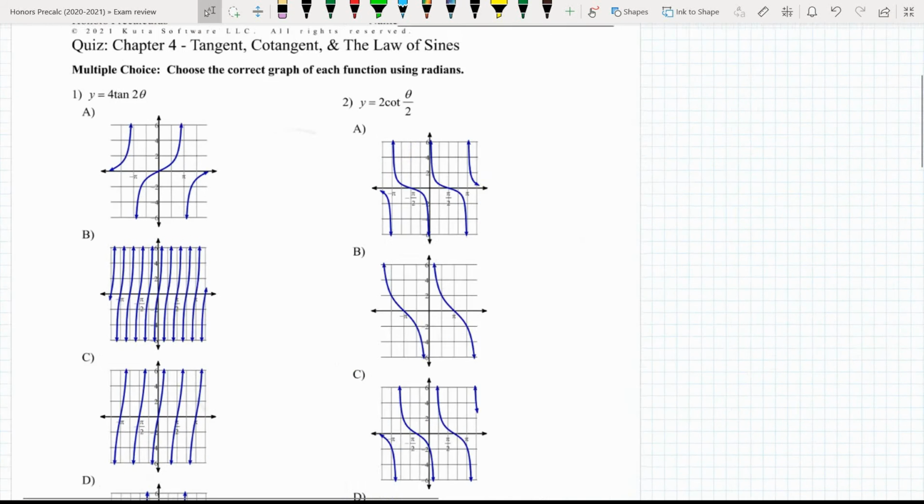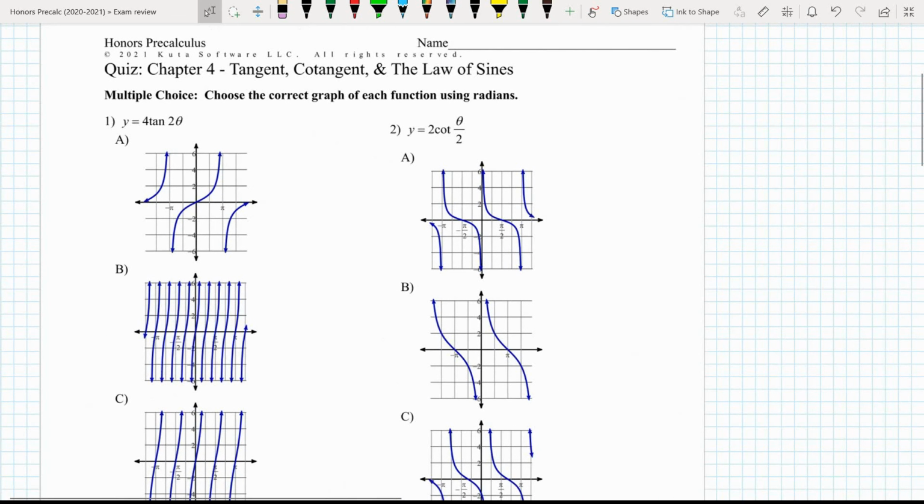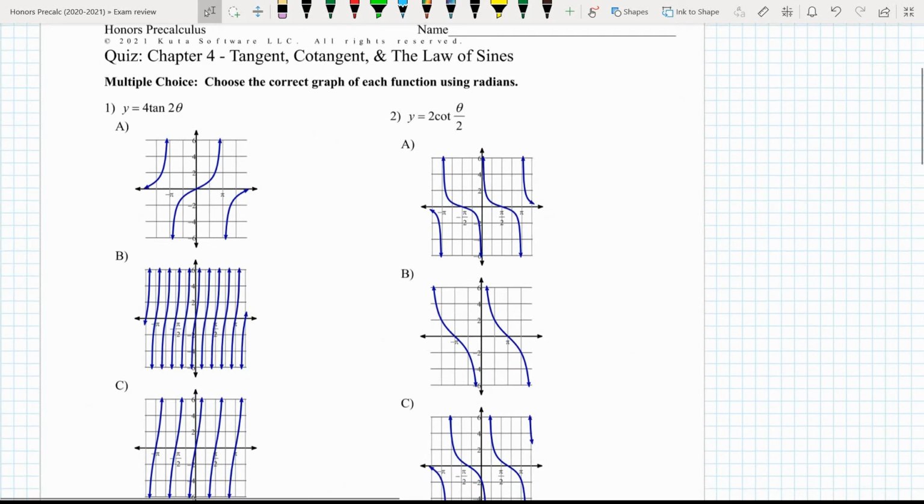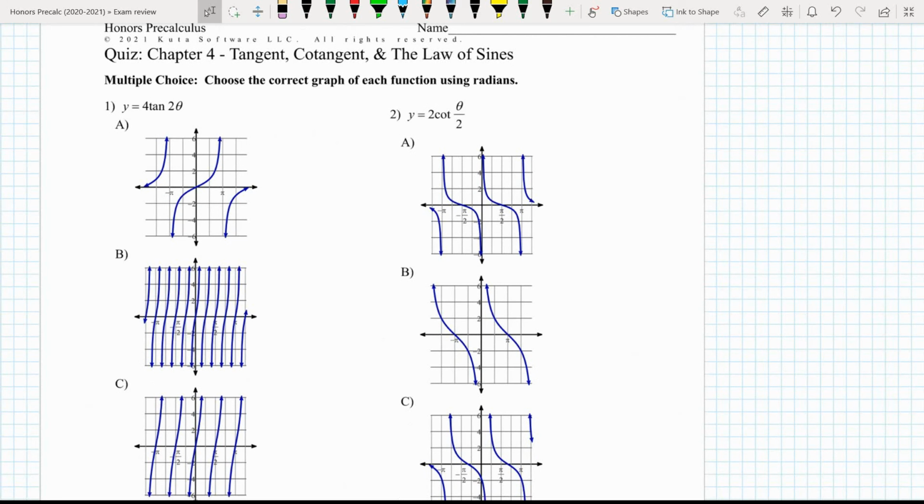All right, here are the solutions for this Chapter 4 quiz about tangent, cotangent, and law of sines. It's kind of a short one here. First couple were multiple choice. You had to graph tangent in this first one here.